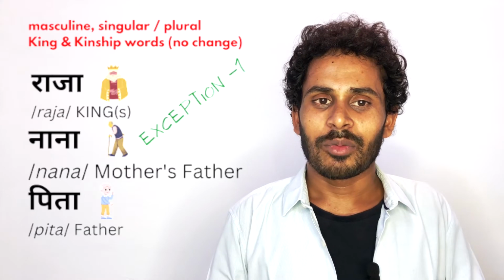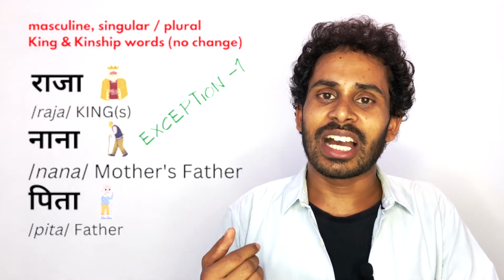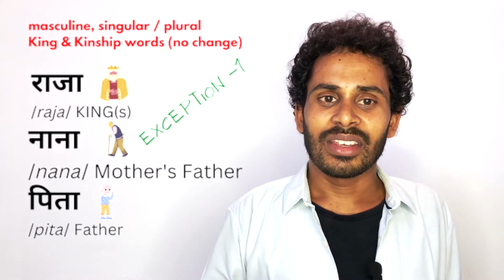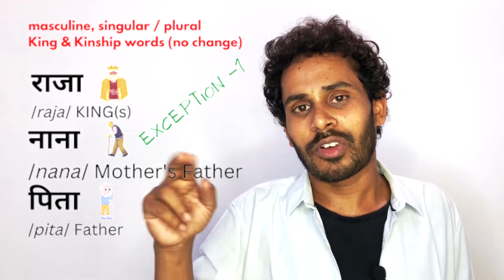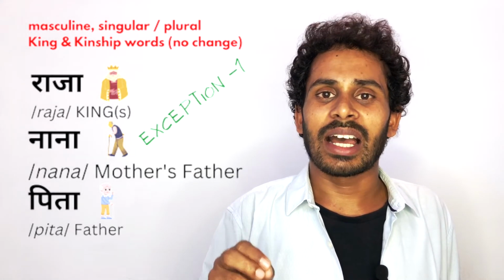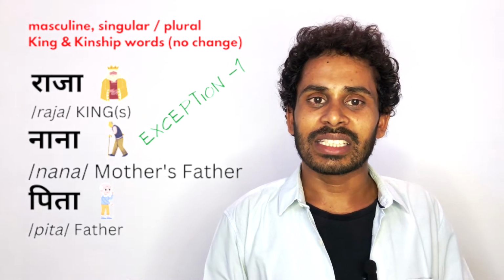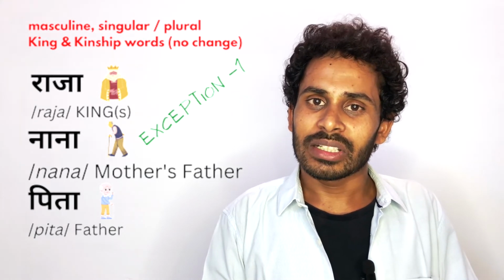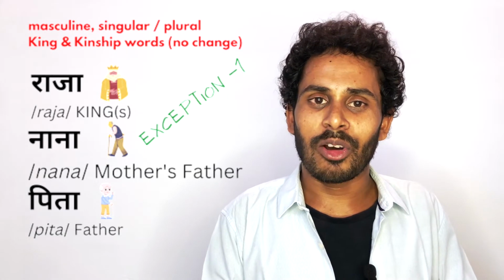There are two exceptions also. If the noun is related to a relation or a position, it doesn't change, right? For example, raja, a king. Nana, mother's father. And pita, father. They have an a ending, but since these words belong to a relation, it doesn't change, right?